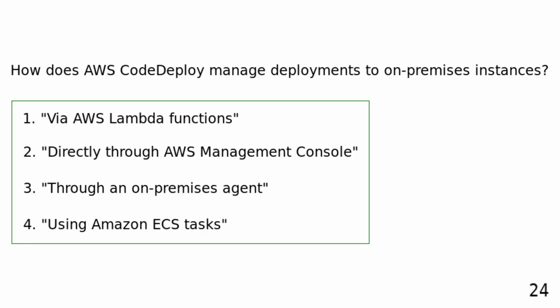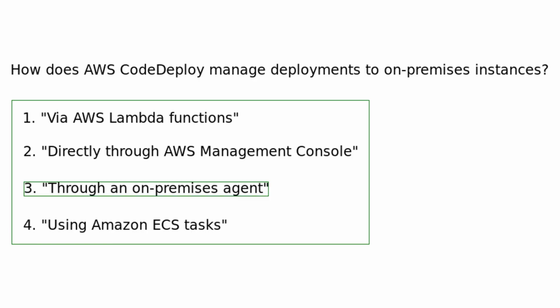How does AWS CodeDeploy manage deployments to on-premises instances? Via AWS Lambda functions. Directly through AWS Management Console. Through an on-premises agent. Using Amazon ECS tasks. AWS CodeDeploy manages deployments to on-premises instances through an on-premises agent installed on the servers.